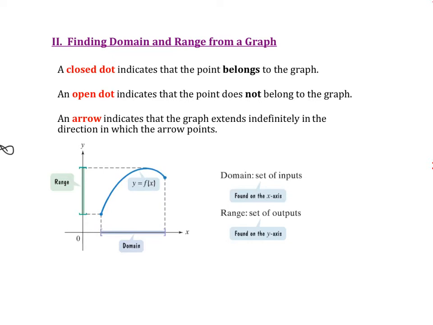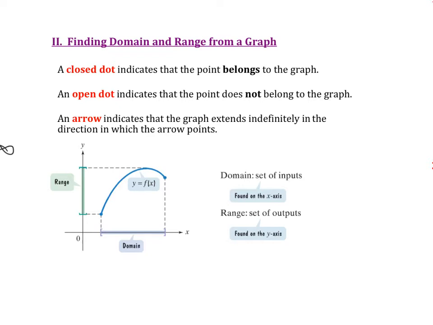A lot of times for these, it helps to denote what is the leftmost and rightmost value. That's what these little dotted lines are for. And then what are the lowest and highest points. So that's what those horizontal lines are. Just like before, if something is included, we're going to use brackets, and parentheses if it's not included.